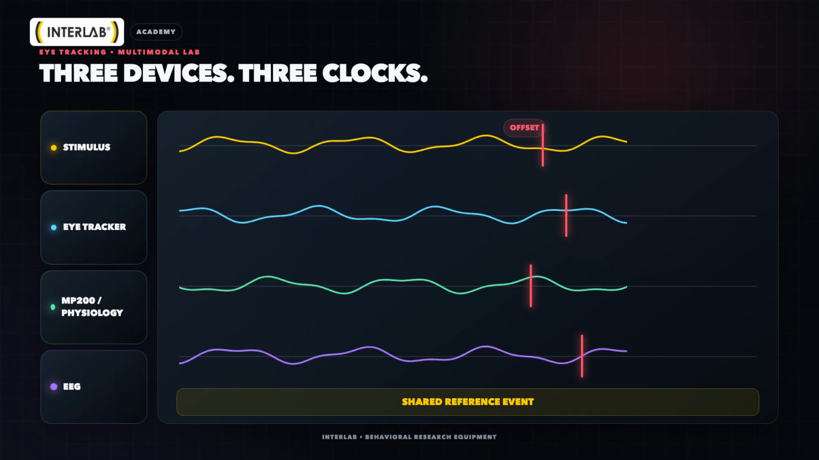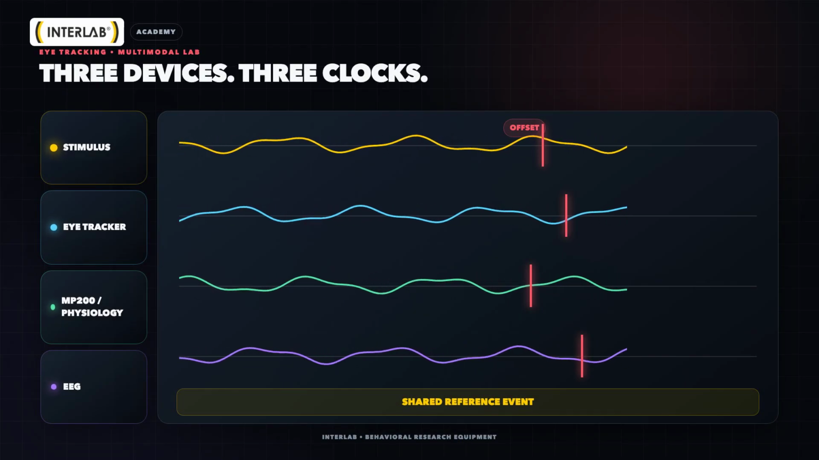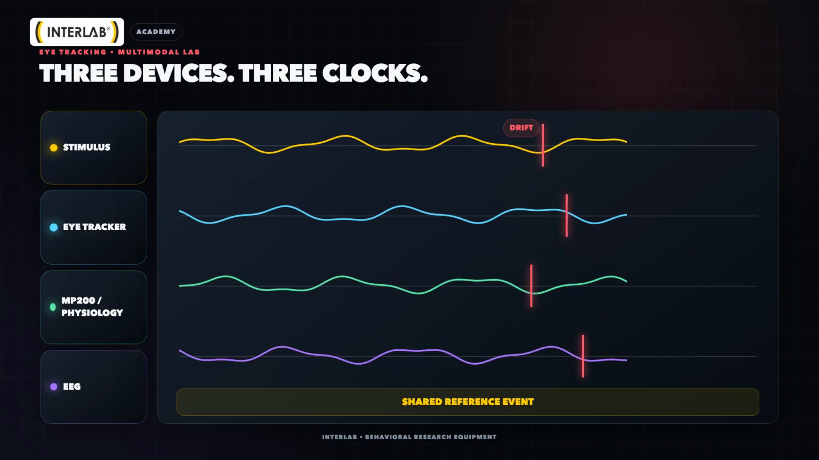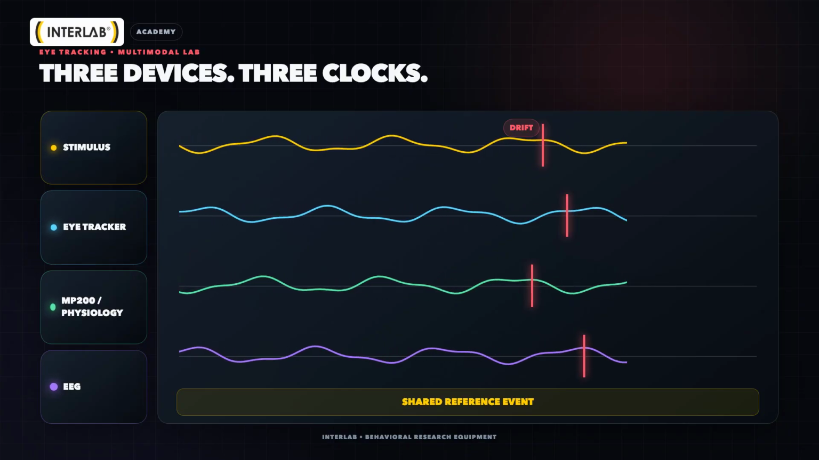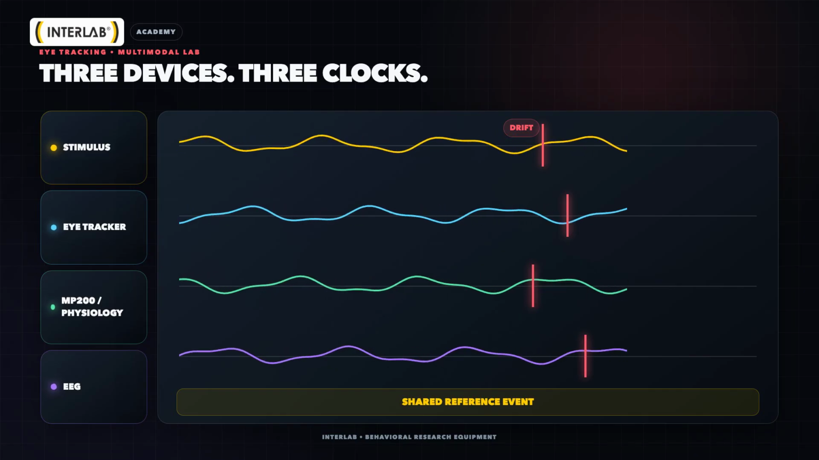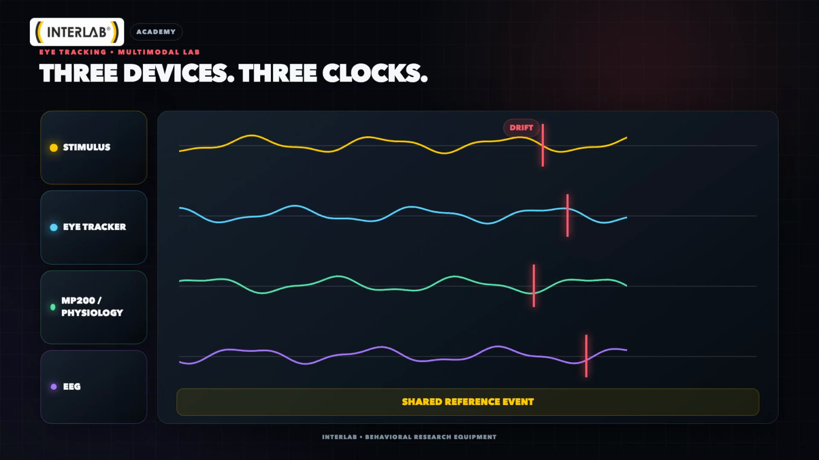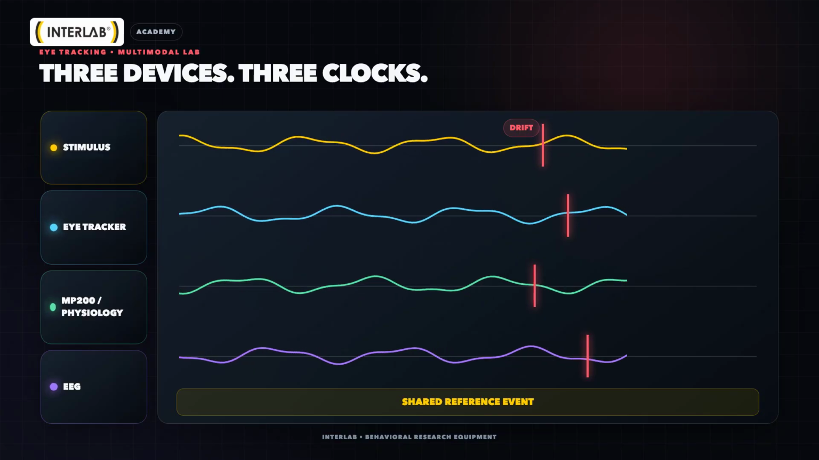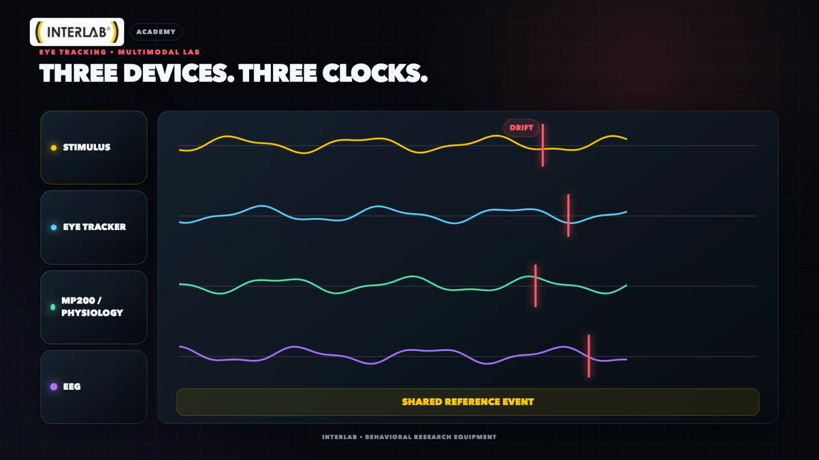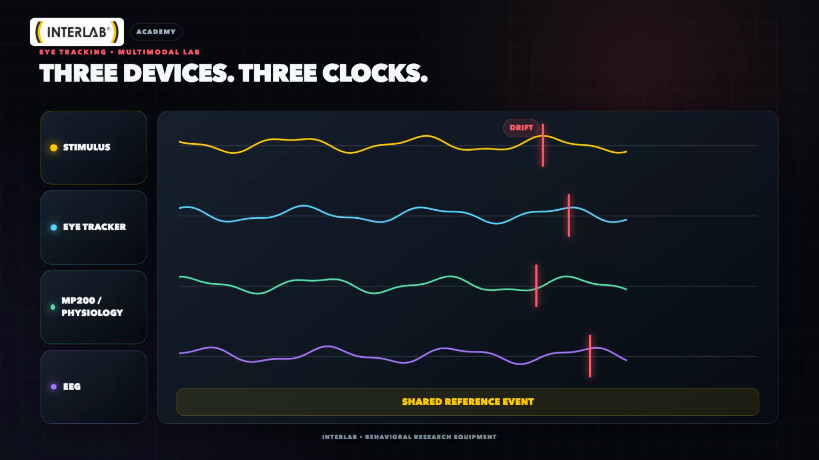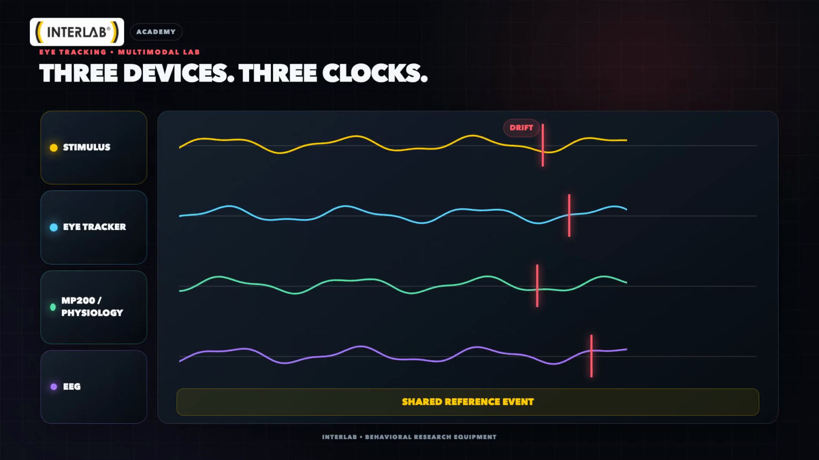Imagine a simple experiment. A stimulus appears on the screen. 2 seconds later, the participant looks at an area of interest. Shortly afterwards, electrodermal activity changes, and an interesting pattern appears in the EEG recording. On a chart, this looks like one sequence.